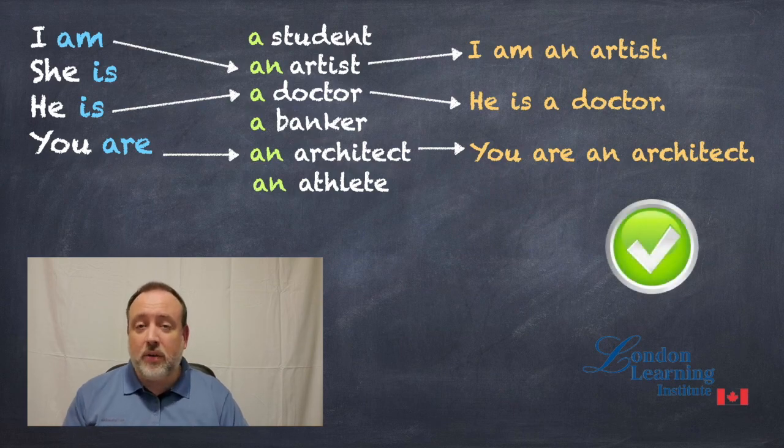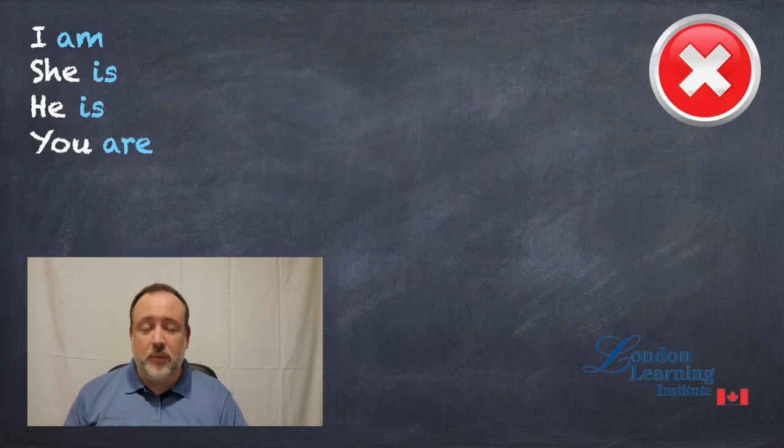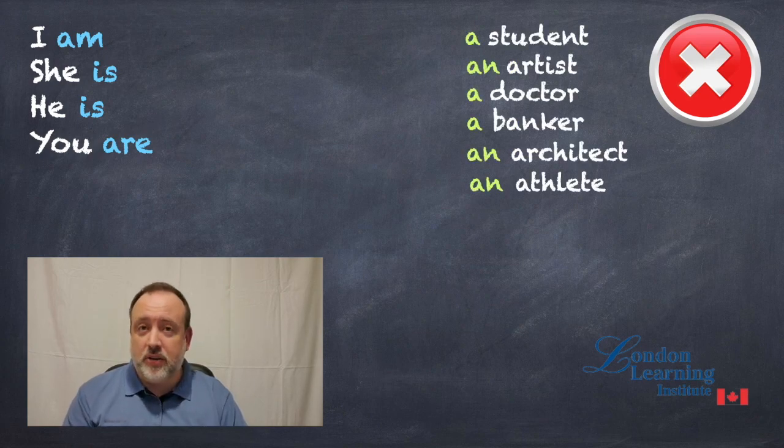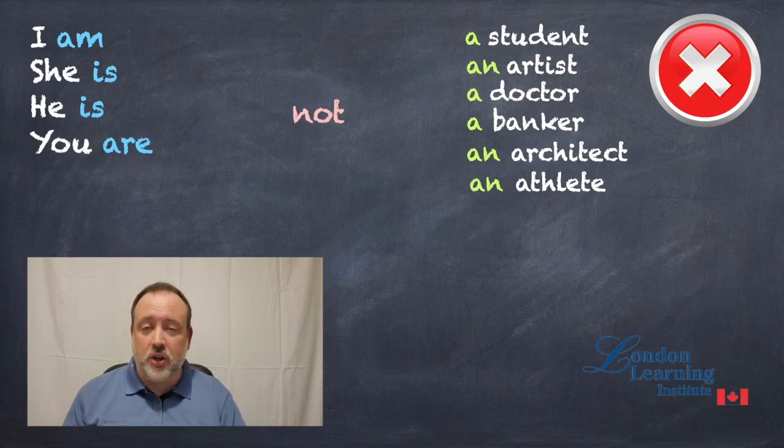Now, these are all positive sentences. They're true. You are an artist. You are a doctor. What if it's not true? There's one more thing we need to add. So again, we can start with the subject and the verb to be, and we have the article and our job, but we need a special word in the middle. The word is not. This makes it negative. So again, though, you can put these together to make a good sentence.